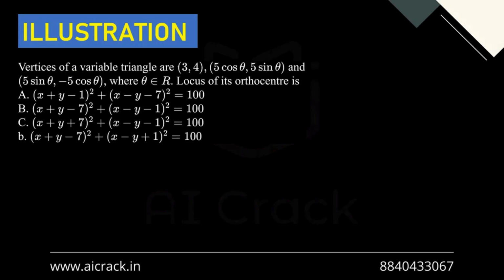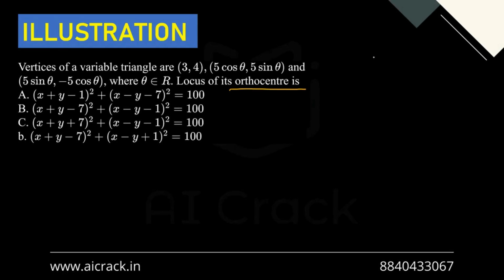Vertices of a variable triangle are (3, 4), (5 cos theta, 5 sin theta), and (5 sin theta minus 5 cos theta), where theta belongs to R. Find the locus of its orthocenter. Now we don't really know any standard formula for the orthocenter, and even if there was one, it would be very difficult to apply with the help of basic concepts.